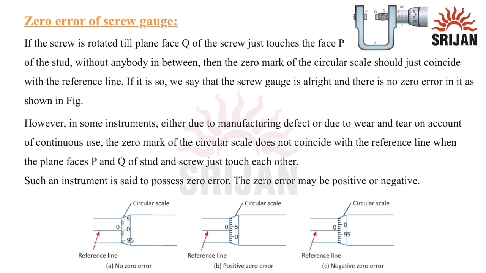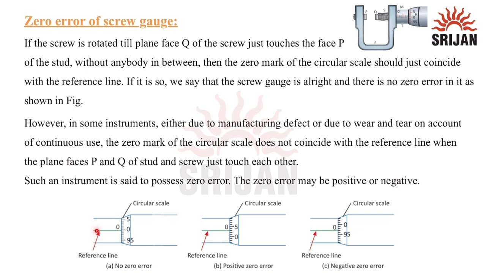However, in some instruments, due to manufacturing defect or due to wear and tear on account of continuous use, the zero mark on the circular scale does not coincide with the reference line when the plane faces P and Q of the stud and screw just touch each other. Such an instrument is said to possess zero error. Now it can be positive zero error or negative zero error.